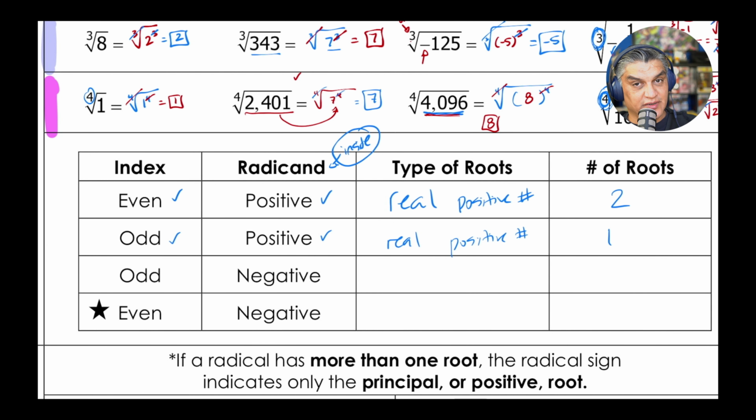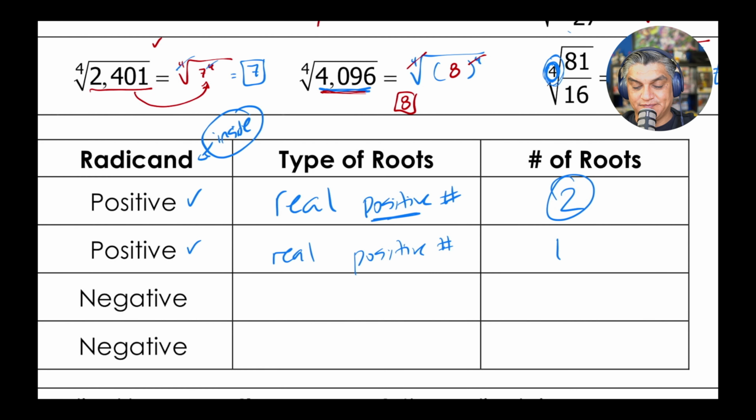Somebody just told me in the chat, well, mister, if you have two roots, are they both going to be positive? This is where it gets tricky, because you can have negative. So basically, yes, technically you're going to have real numbers. But here's the thing, and I know this is where it gets tricky.